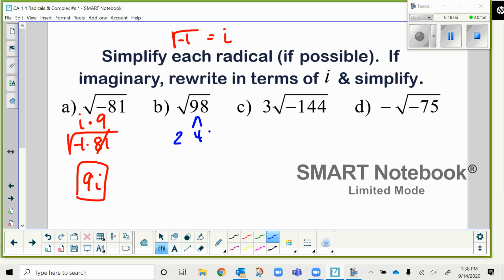2 times 49. I'm going to stop at 49 because I already know it's a perfect square. You're welcome to keep factoring to 7 and 7 if you like, and then just look for pairs. So you're going to pull out one 7. But I'm not going to do that because I know the square root of 49 is 7 already. So 7 square root of 2.